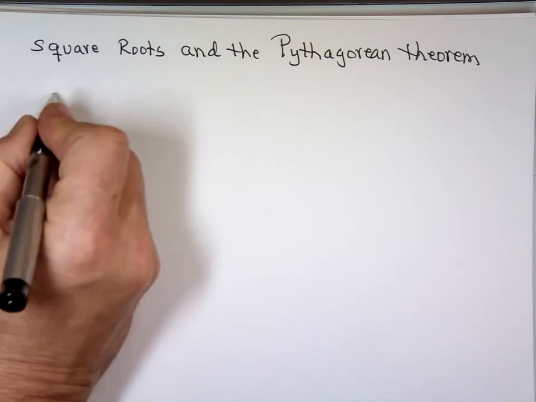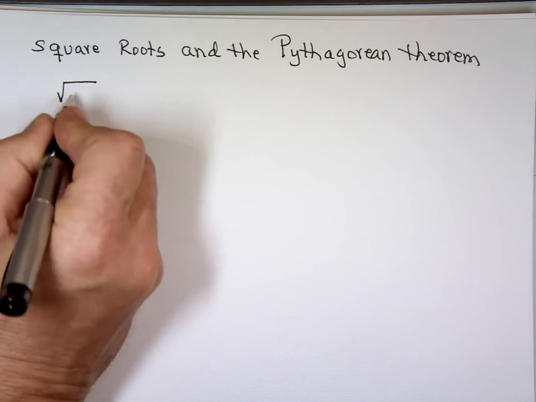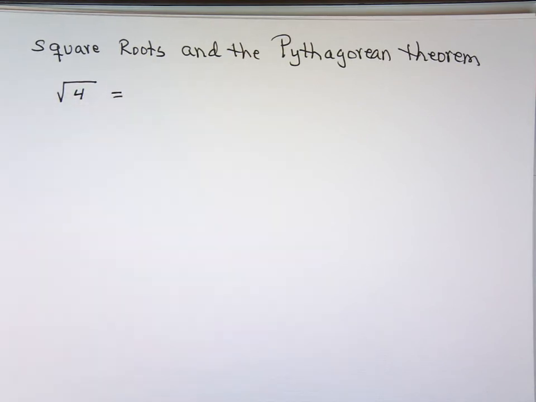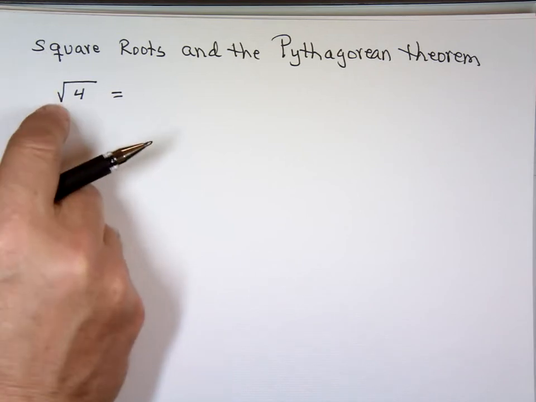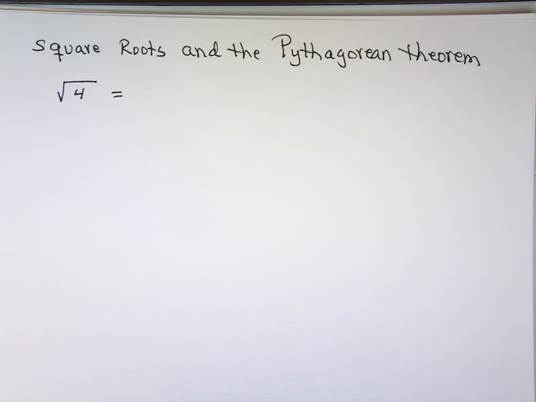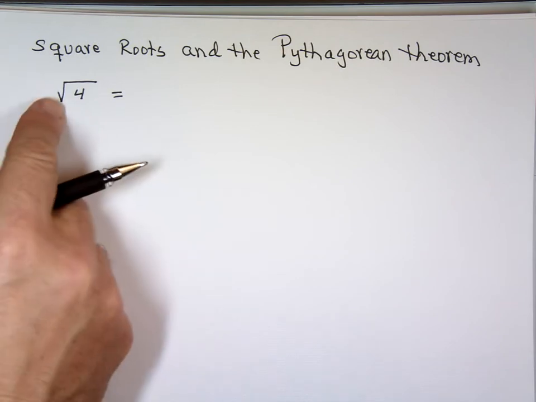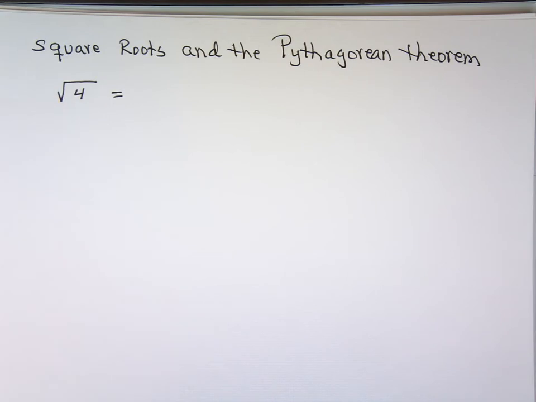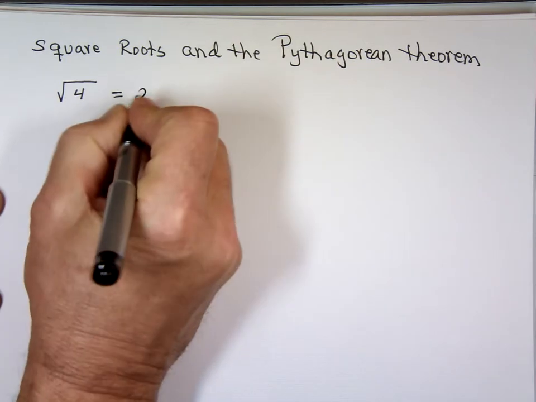If I say, what is the square root of 4? What's the answer to that? Well, when you see that symbol, that little hook there, it says find a non-negative, in this case a positive number, that if you multiply it by itself, the answer is 4. So what positive number times itself is 4? 2.